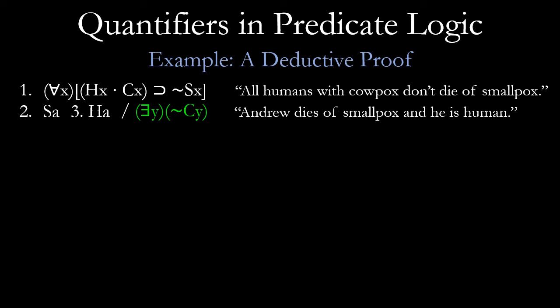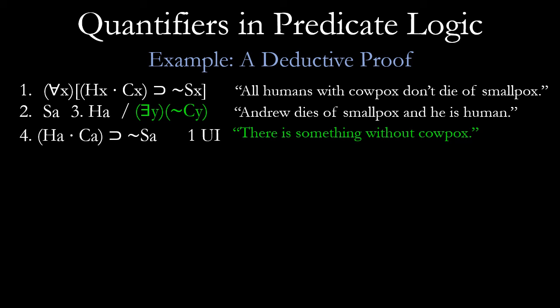We want to take the information that we have in statements 1, 2, and 3, and then we want to deduce from that that there exists something that does not have cowpox, right? There is something without cowpox. That's what we want to show. So we can take the first two statements: all humans with cowpox don't die of smallpox, and Andrew dies of smallpox and he is human. Take those and then we can show that there is something in the universe without cowpox. All right. So one step we can take is we can use universal instantiation.